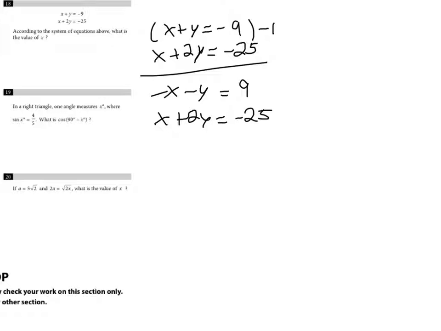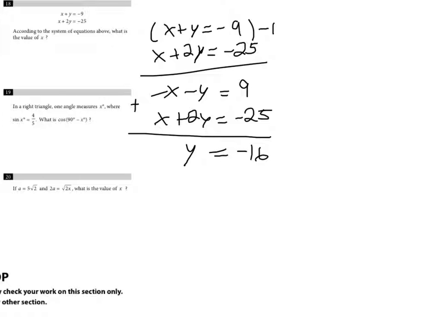So again, purpose of elimination, eliminate a variable. When I add these two equations now, I want one of these two to be 0. And it works out that it does. Negative x plus x would be 0. I'm not going to write it. Negative y plus 2y, that'll be just positive y. And now 9 plus negative 25 would be negative 16.